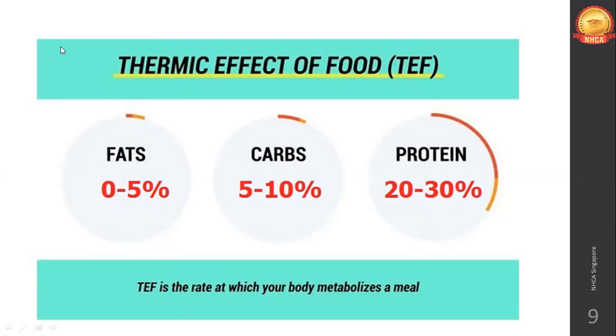The thermogenic effect of fat is higher, but in a diet, fat will be lesser. The reason being, the amount of fat utilized is very less. The amount of carbohydrates utilized is much higher. That's why carbohydrates have 5 to 10%, and fat has 0 to 5% of thermic effect.